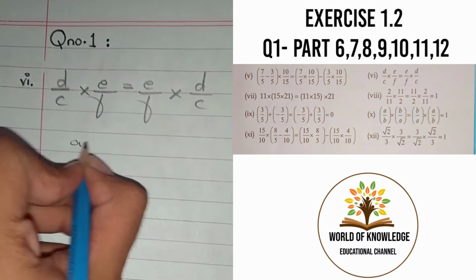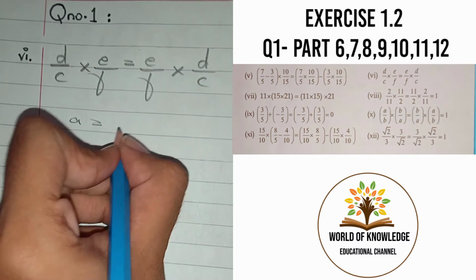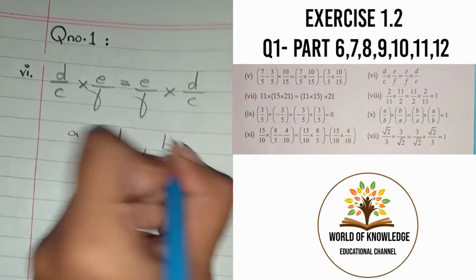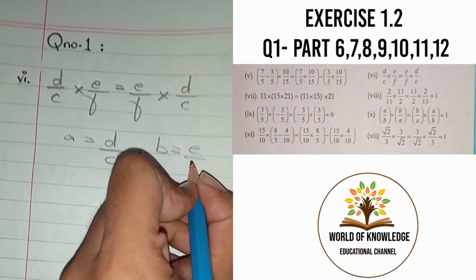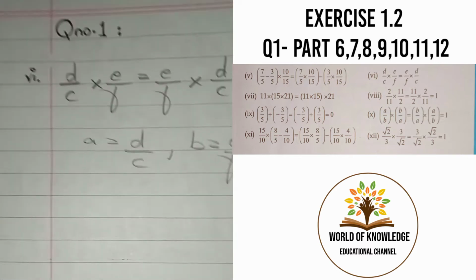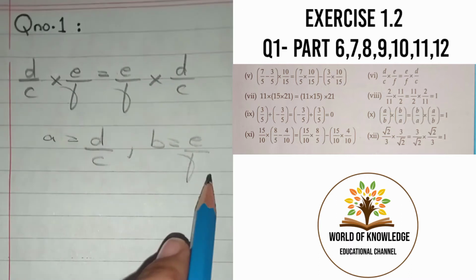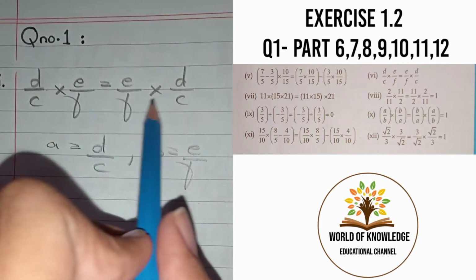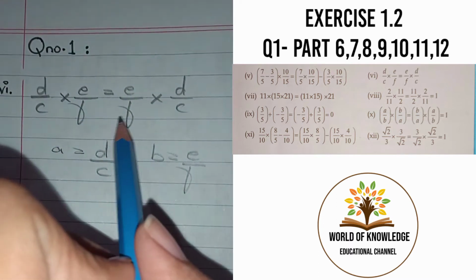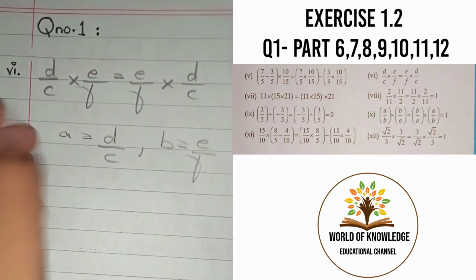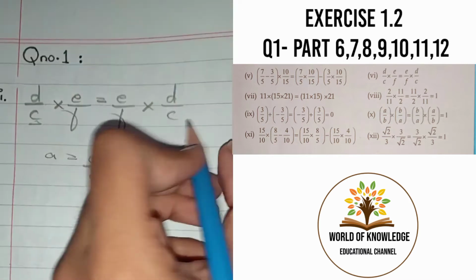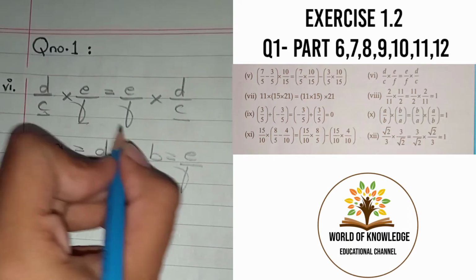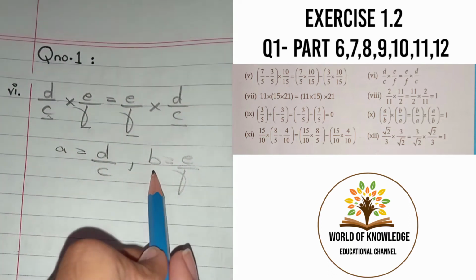So let's start. Here we take a equals to d upon c, b is equal to a upon f. Now you will ask why we take a equals d upon c and b equals a upon f. Because in part 4, d upon c is given 2 times, so we consider it 1 time and take it as a. So we take d upon c equals a, and similarly we take a upon f equals b.